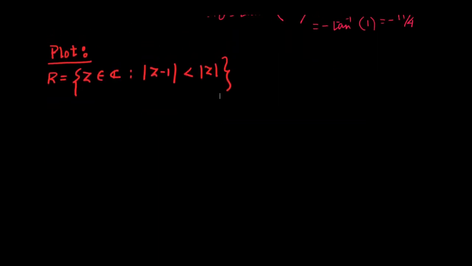Now let us have a quick recollection. What do we mean by mod Z? We know that if Z equals X plus IY, then mod Z equals the square root of X square plus Y square. This is all we know, and we have discussed it earlier also. Now let us see how we can visualize or plot this region.